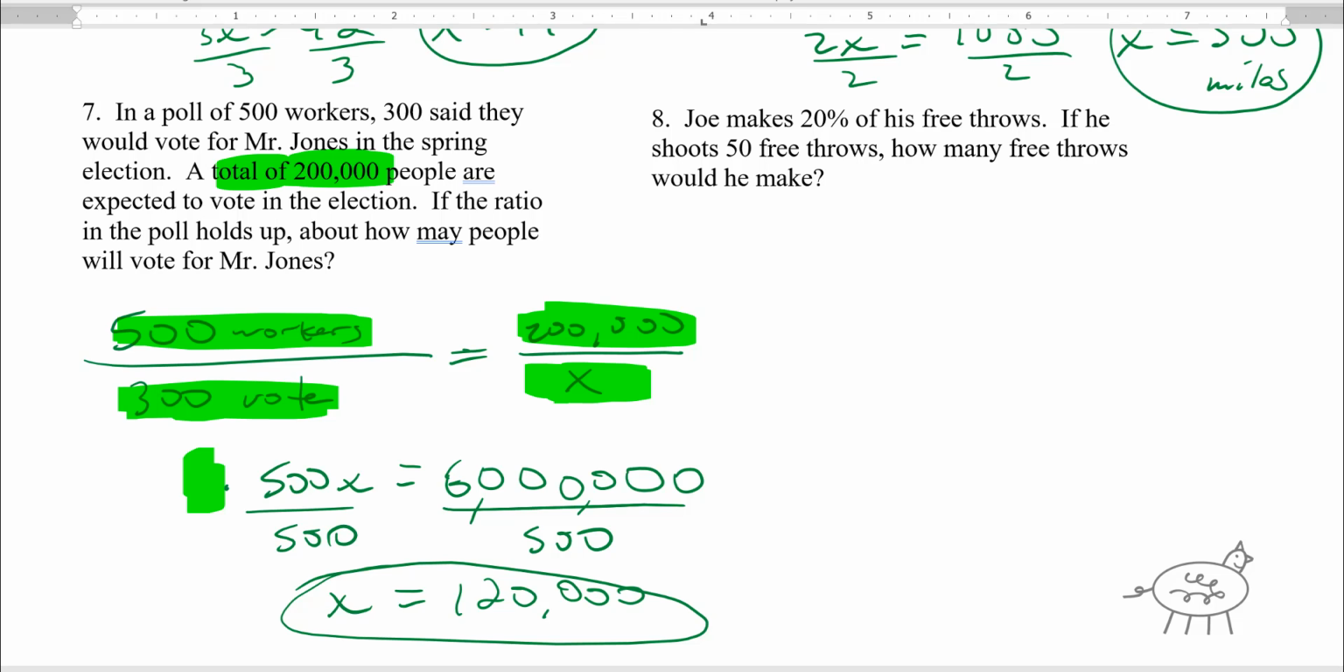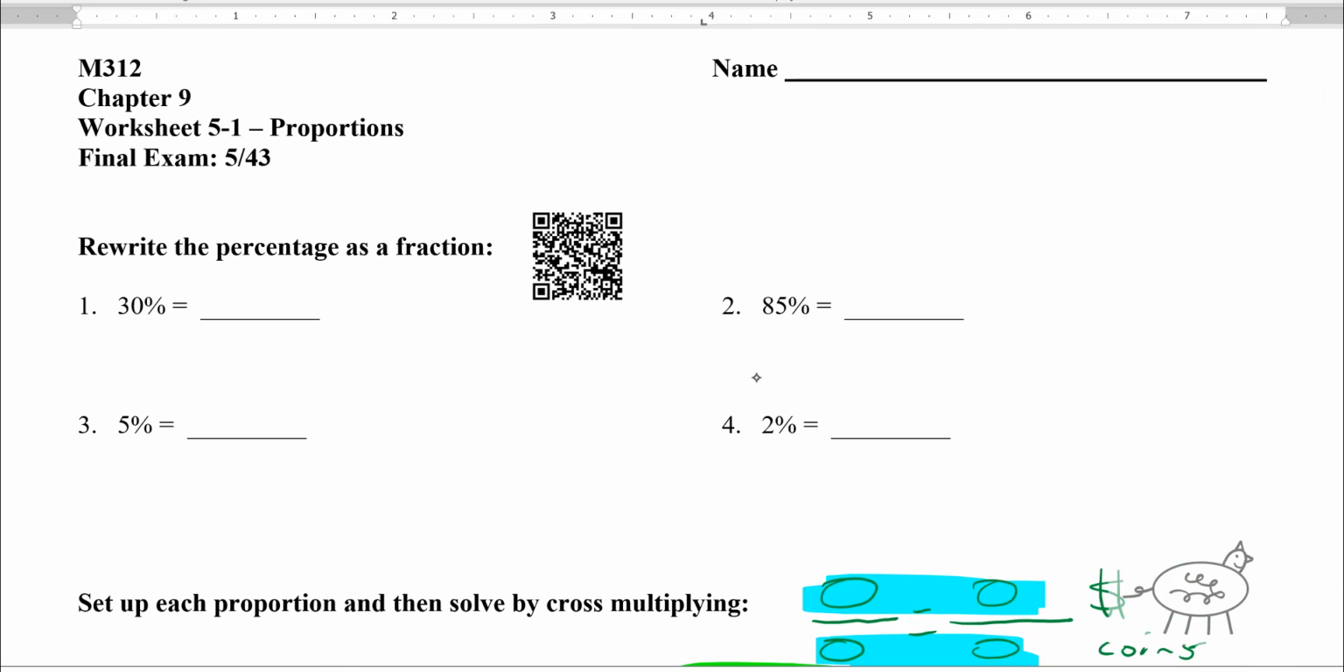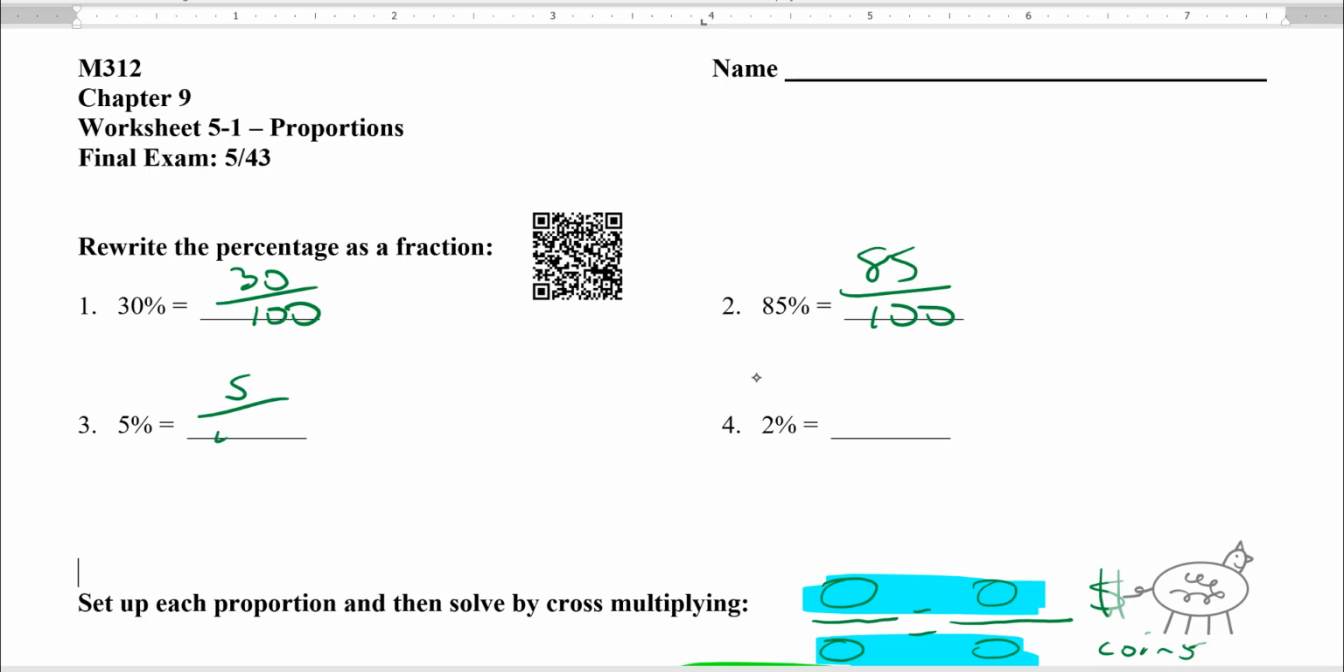Okay, last problem. Joe makes 20%. So now we're going to use what we learned before about fractions and percentages. Pay attention to this, this is important. Joe makes 20% of his free throws, so it's 20 out of 100. You always write a percentage as a fraction, 20 over 100. That's what we did up here, if you remember. I erased this already, but 30% is 30 over 100, 85% is 85 over 100, 5% is 5 over 100, and 2% is 2 over 100. You've got to remember that.